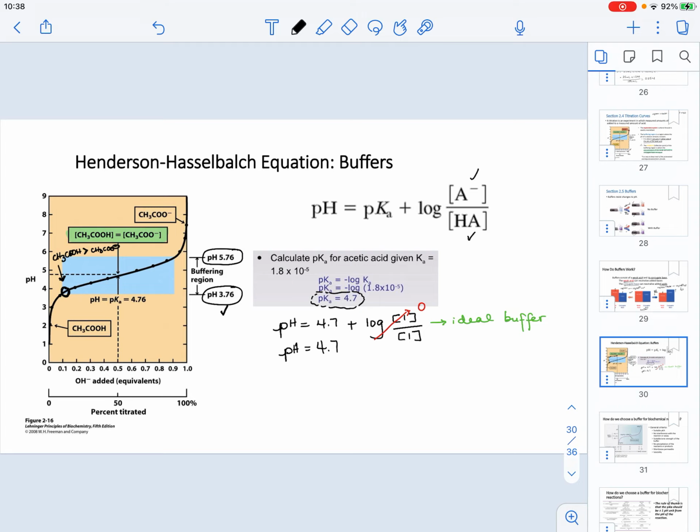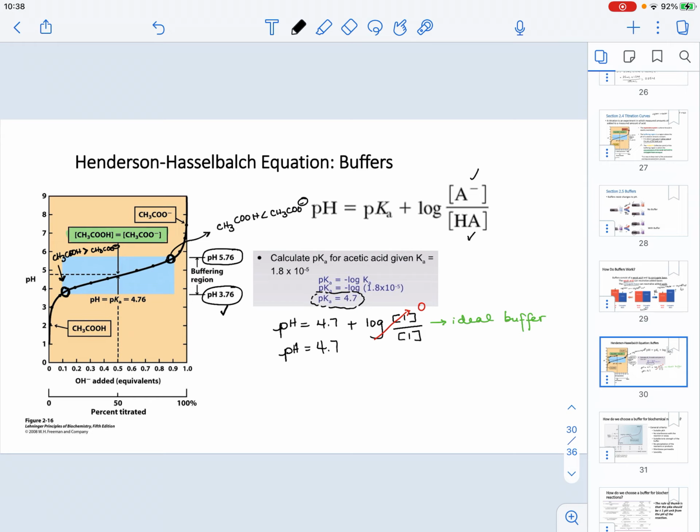Once we are past that inflection point, meaning here where we are at about 5.76, understand that in that buffer system, we are going to have less concentration of the acetic acid compared to the acetate.